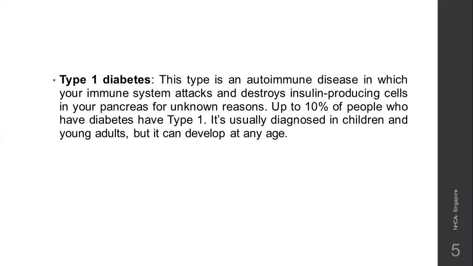Then type 1 diabetes. This is a type of autoimmune disease in which your immune system attacks and destroys the insulin producing cells, and there will be no insulin production. Okay. It is usually autoimmune. Okay. Your own immunity is attacking. So it's an autoimmune kind of diabetes. And up to 10% of the people who have diabetes have type 1 diabetes. And usually it is diagnosed in children, young adults. Okay. But it can develop at any age. It is also called juvenile diabetes. Okay.